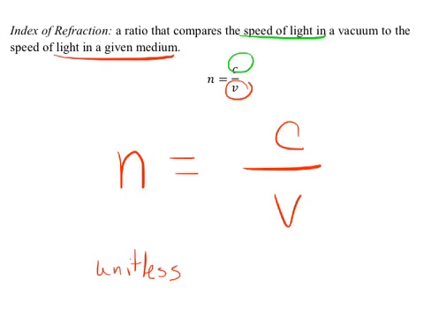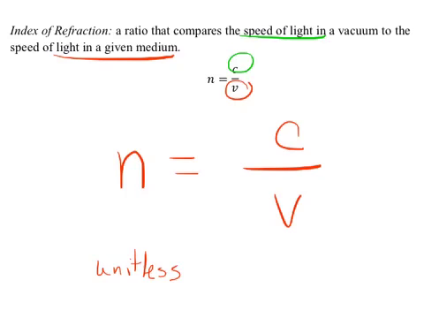Next thing to think about: you cannot exceed the speed of light, so the numerator is always going to be bigger than the denominator. So this fraction will never, ever be less than 1. This will always be 1 or greater, because you cannot get a number bigger than C.